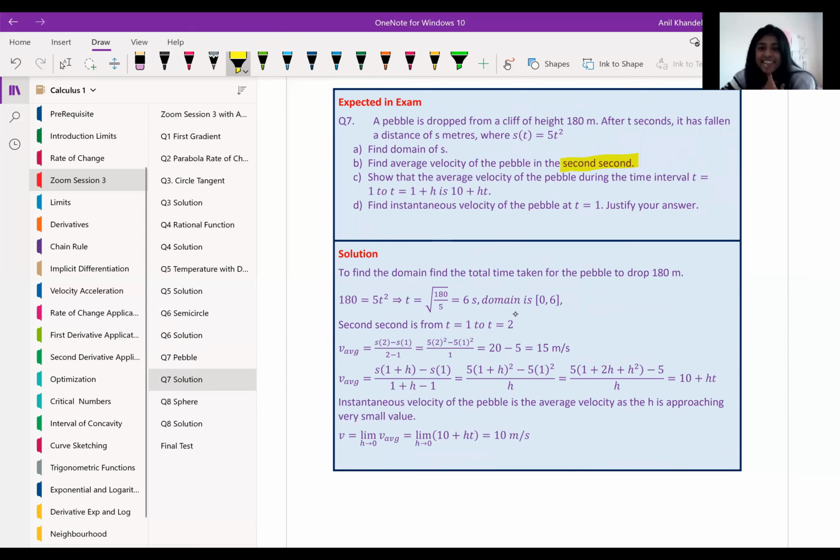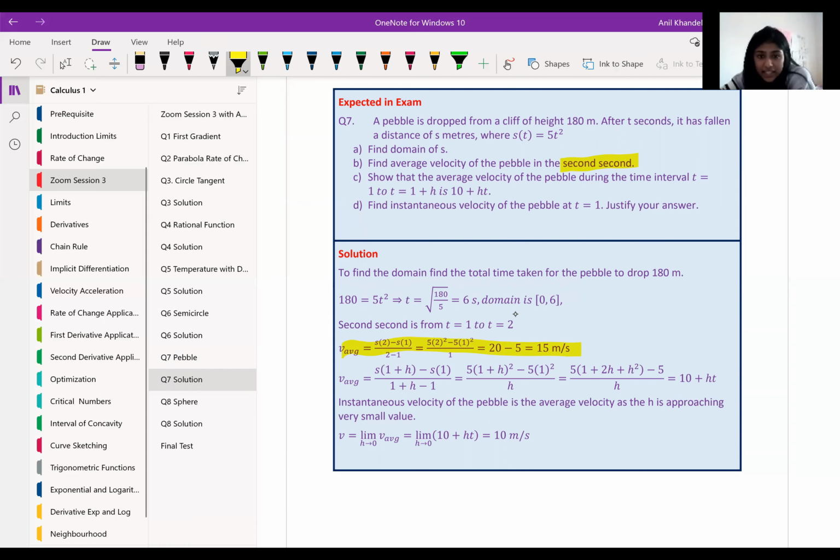So the first second is from 0 to 1. Second is from 1 to 2. Yeah, it's about the wording. And then you do S of 2 minus S of 1 divided by 2 minus 1. That's right. And I got 15 meters per second. Okay.